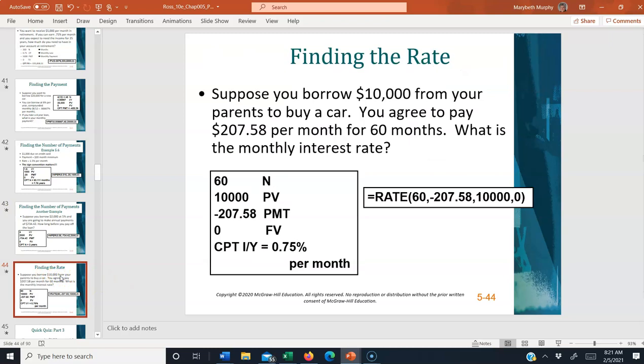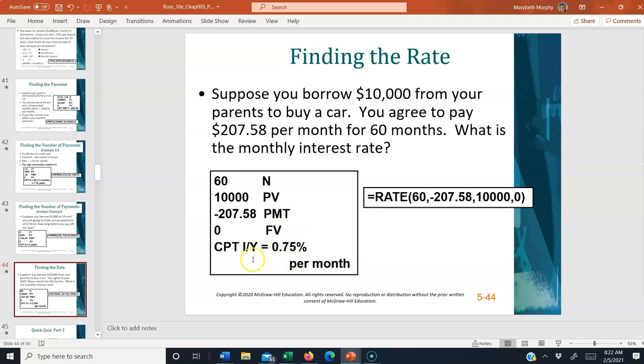Okay, so we found the payment, we found the number of periods, now we're going to find the rate. Suppose you borrow $10,000 from your parents to buy a car. You agree to pay $207.58 per month for 60 months. What is the monthly interest rate? All right, so the number of periods in the calculator, N is 60, 10,000 is the present value. The payment is minus $207.58. The future value is 0.